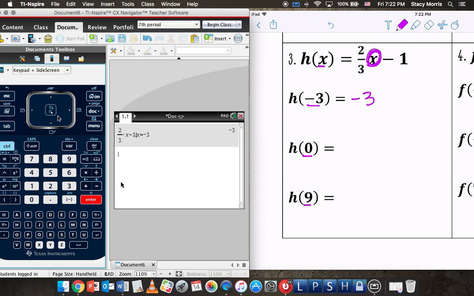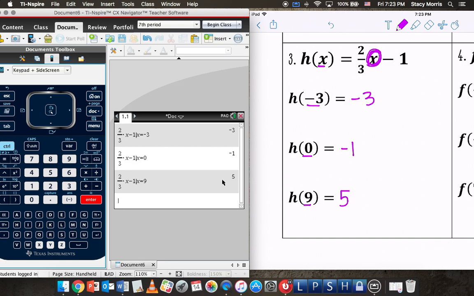The second one, again, I'm just going to scroll up and highlight and then enter. I'm going to change that -3 to a 0. So delete, 0. So -1. And then same thing, scroll up and highlight and then delete, 9. So 5. H of 9 equals 5.